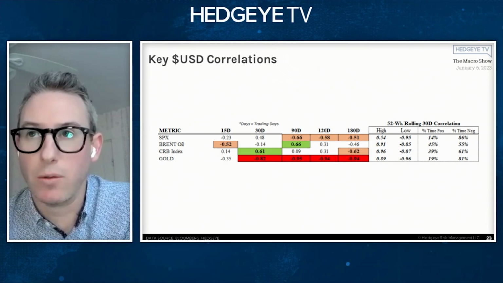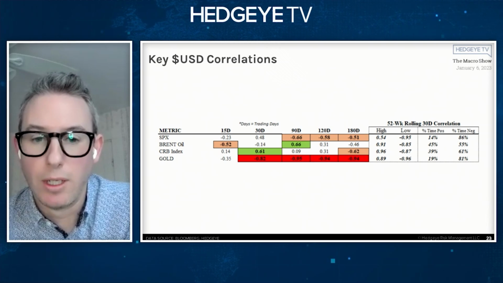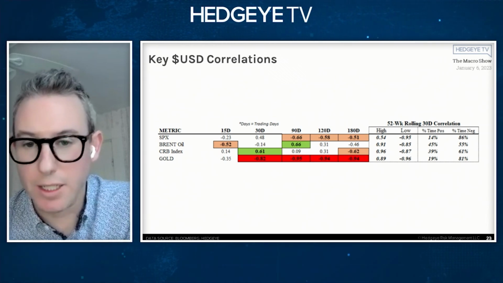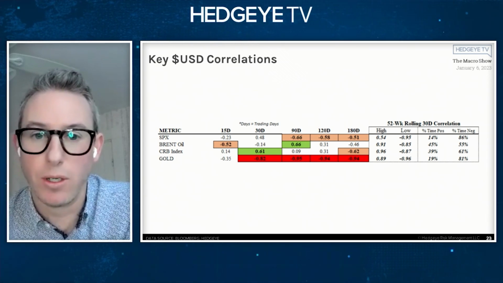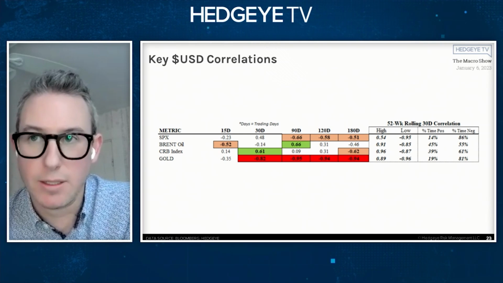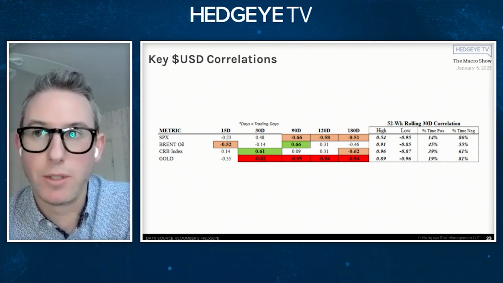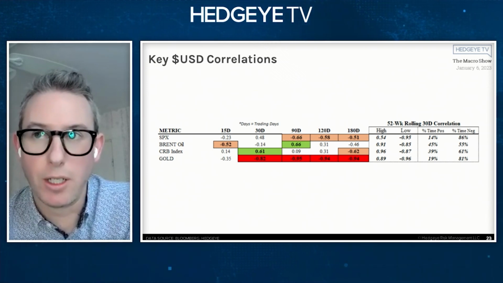But again, this is US dollar correlations. So again, the correlations are important, but do you need to know the correlations between every asset class, within every ETF? Maybe not, right? So this is where the team has back tested a lot of this data, and some of the key ones to call out daily would be SPX, Brent, CRB, aka Commodity Index, and gold.